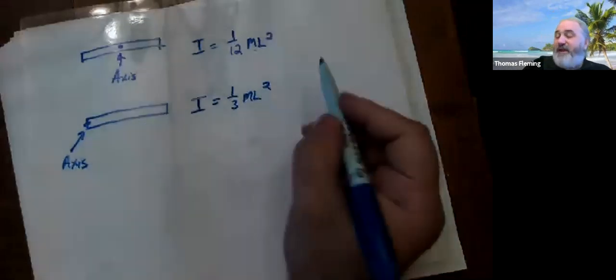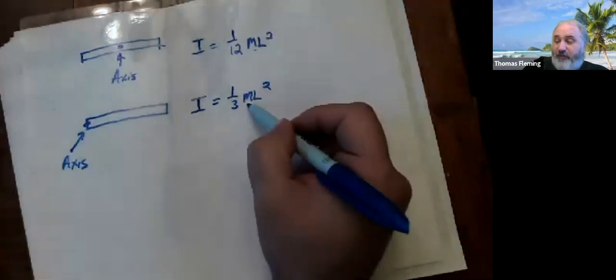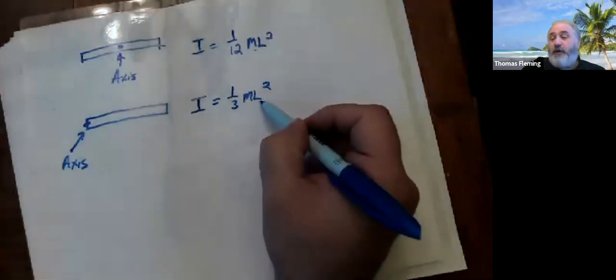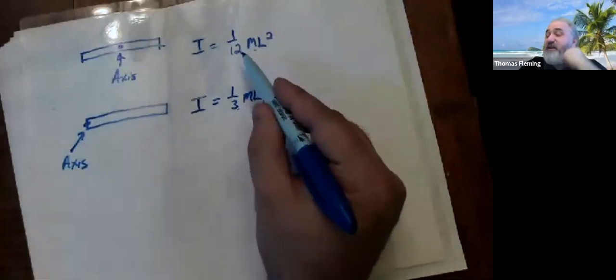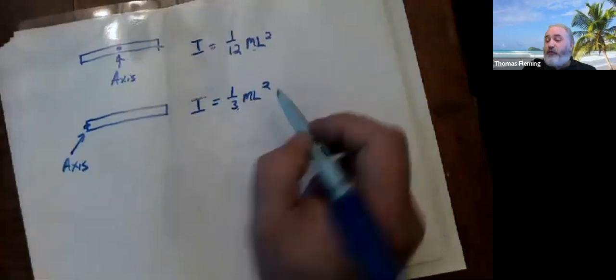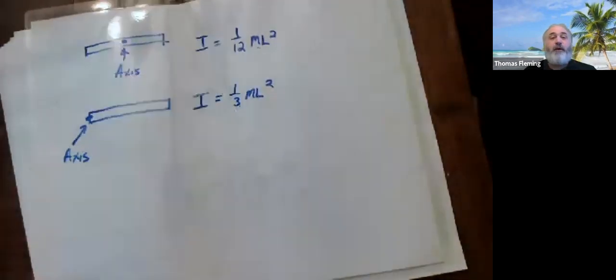Spinning it around one end is 1/3 times the mass of the stick times the length of the stick squared. Notice 1/3 is 4 times bigger than 1/12. It is 4 times more difficult to rotate the stick in this fashion than it is to rotate the stick here in the center.